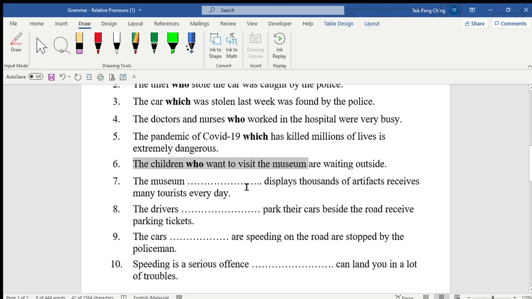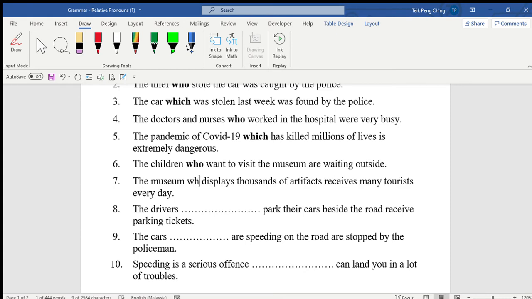Okay, number 6, the museum. Okay, nakkah untuk soalan ini kata nama tersebut adalah the museum. It's a non-human, bukan manusia. So we have to use which. Which displays thousands of artifacts. Display maksudnya display is like you show to everybody, okay? Like you tunjuk kepada orang lain lah, okay? Thousands of artifacts. Artifacts means benda-benda yang lama tapi yang bernilai tinggi. Benda lama yang bersejarah. Okay, itu artifacts. Receive many tourists every day.